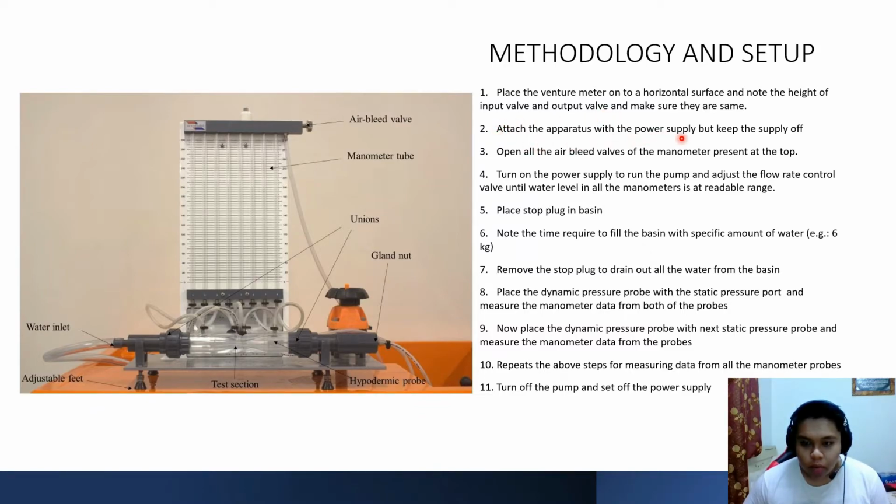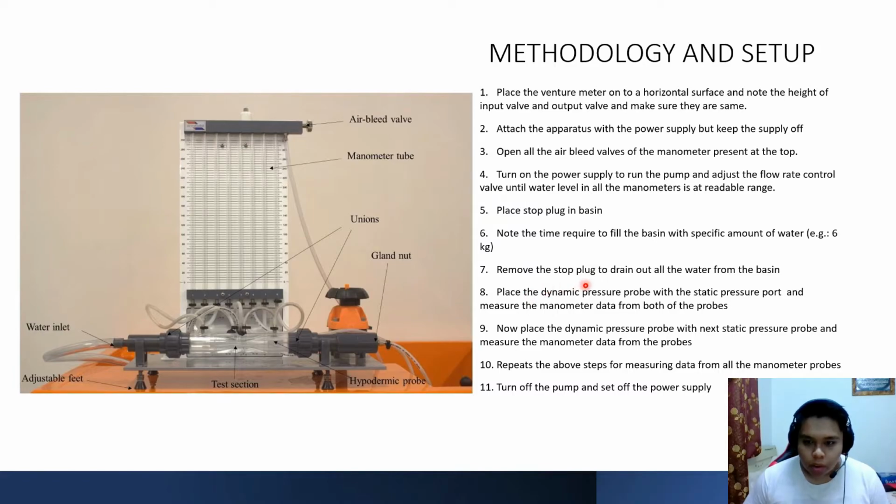Attach the apparatus to the power supply but keep the supply off. Open all the air bleeds of the manometer present at the top. Turn on the power supply to run the pump and adjust the flow rate control valve until the water level in all manometers is at a readable range. Place the stop plug in the basin to prevent water from flowing out of the basin. Note the time required to fill the basin with a specific amount of water. For example, how much time is required to fill 6 kilograms of water, which is 6 liters of water.